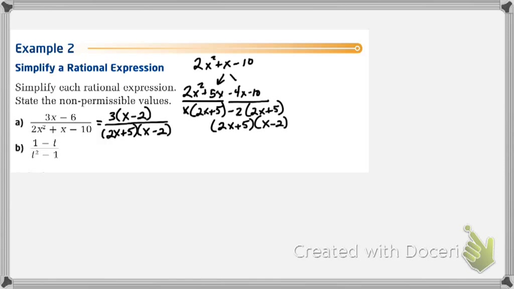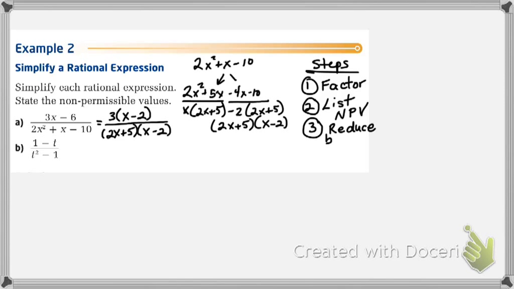Now, next part, state our non-permissible values. Step 1, factor. We've done that. Second step, list our non-permissible values. So 2x plus 5 cannot equal 0. The third step is, of course, to reduce by canceling.